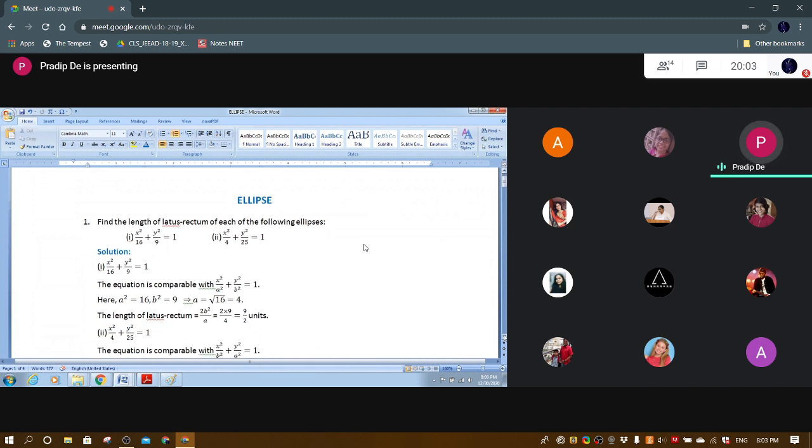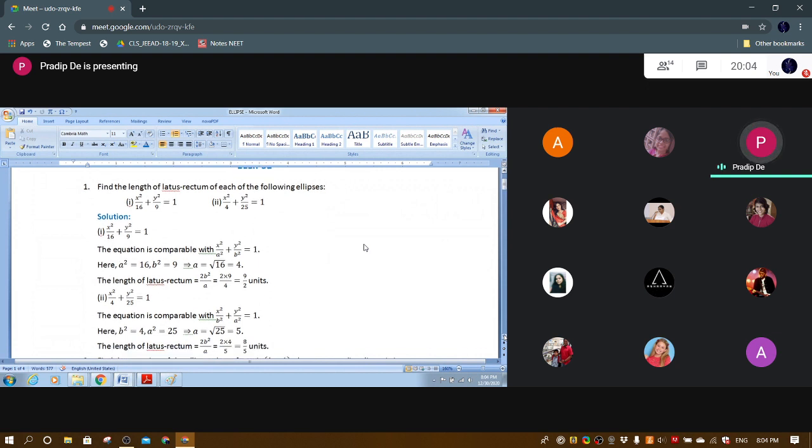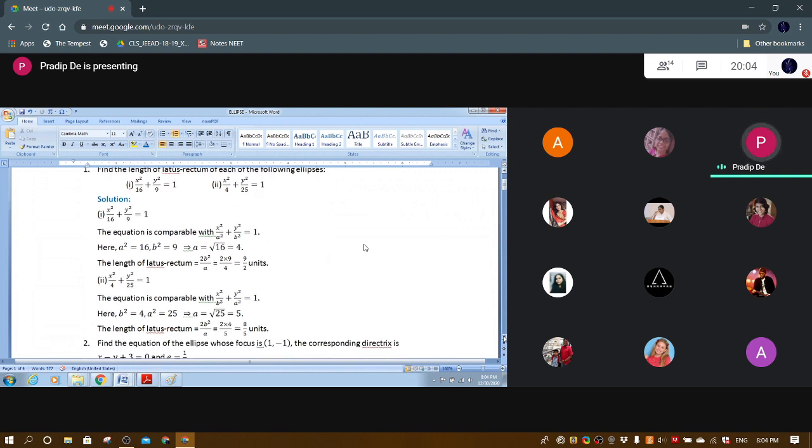The second version is of the type x square by b square plus y square by a square equal to 1, with x and y interchanged. Y square has the larger number below it. Therefore, b square is 4 and a square is 25, so a is 5. The length of the latus rectum formula remains the same, 2b square by a. So yes, it is 8 upon 5 units. Note it down, and we'll move on to the next sum.